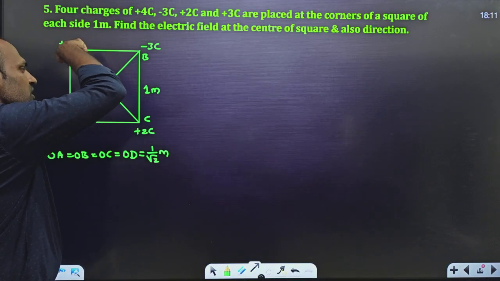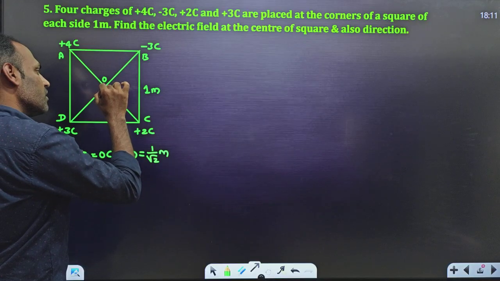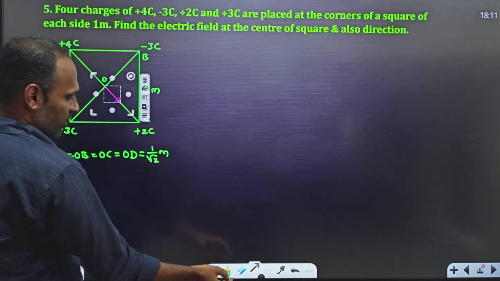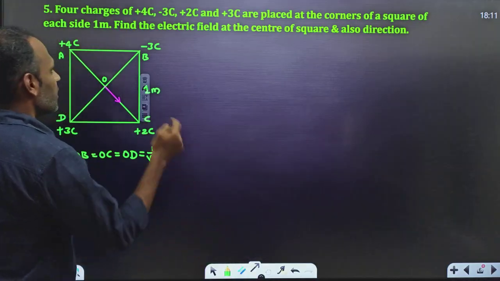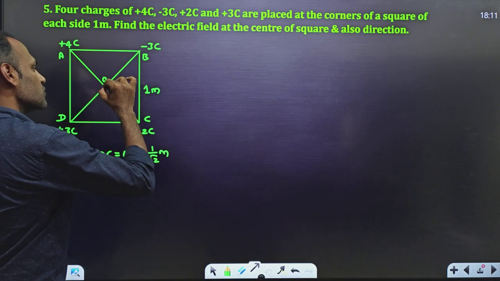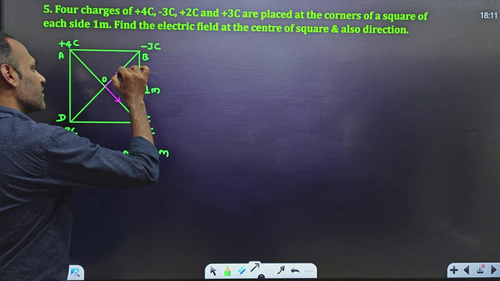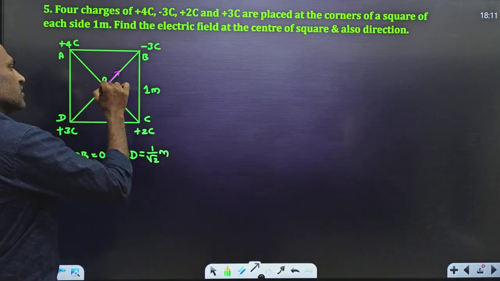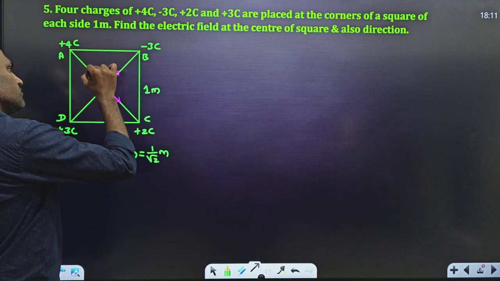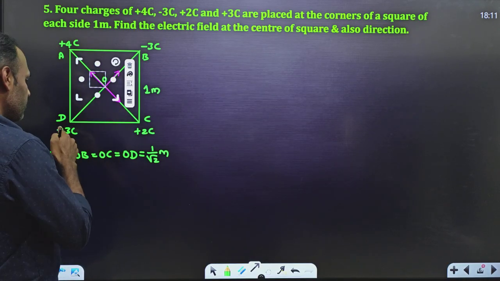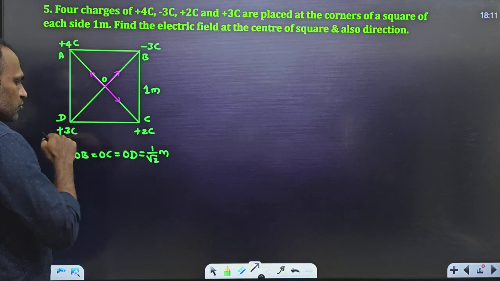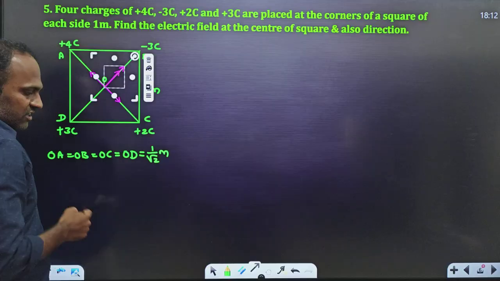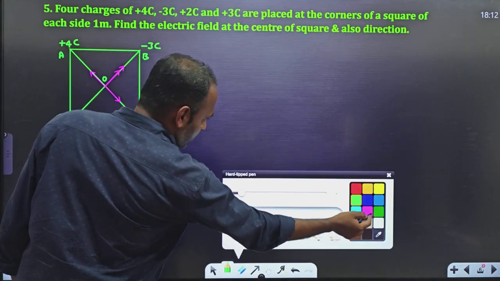Plus 4 coulomb, positive charge, so radially out from the point. Positive charge means away from the charge. You already know this, I have told you in previous questions, so I am doing it fast. Okay, next. Minus 3 towards the charge, so electric field will be in this direction, correct? Next, plus 2 positive charge, away from the charge, it has to be in this direction, correct? Next, plus 3 positive charge, so it has to be away from the charge, it has to be in this direction, correct? So totally 4 electric fields we have marked.